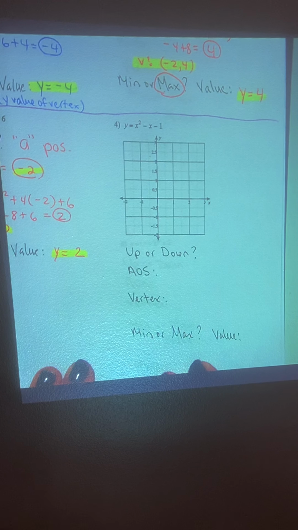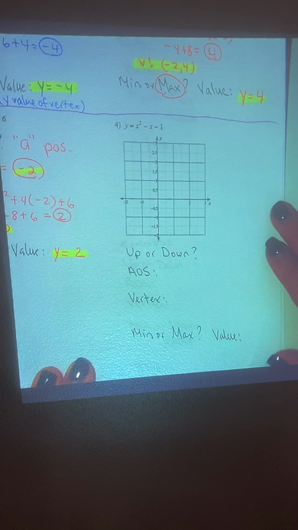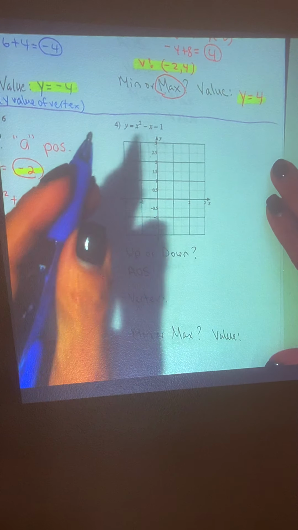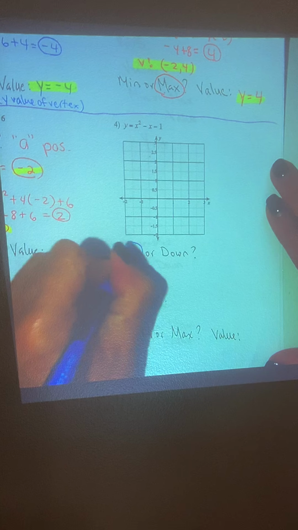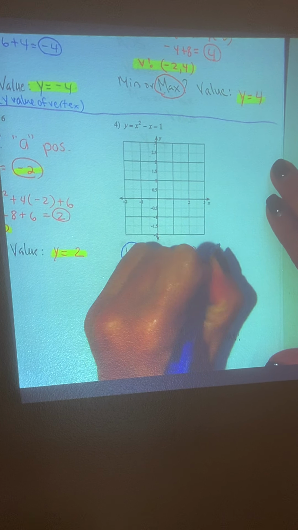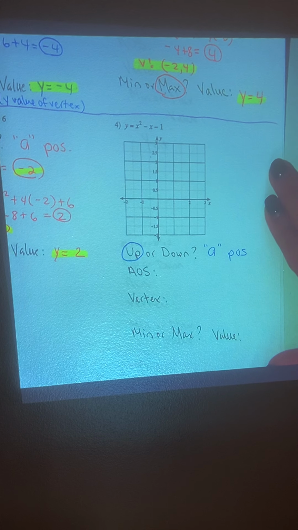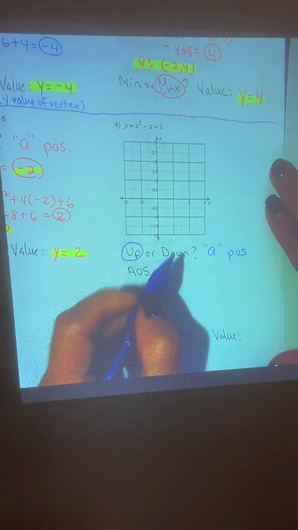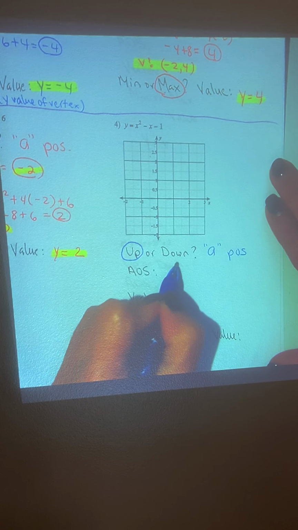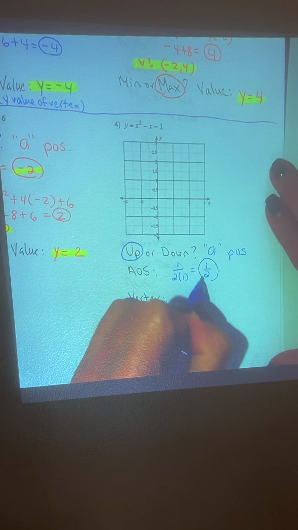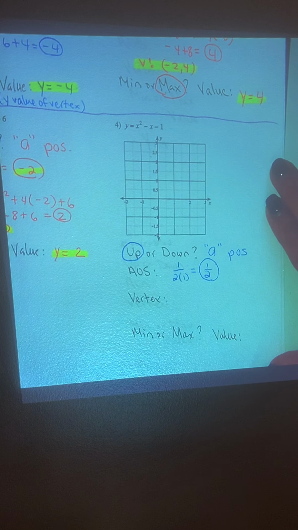All right, now we have a graph. Same thing, all right? Negative b over 2a. So, well, first of all, it opens up because a is positive, all right? Axis of symmetry, negative b over 2a. So negative b is negative negative 1, so that's positive 1 over 2a. So that's 1/2. Okay? No big deal, it's a fraction. Please don't freak out.